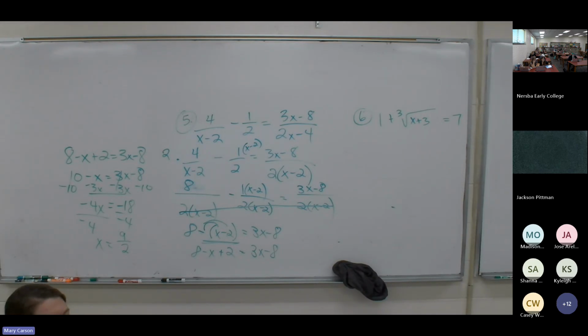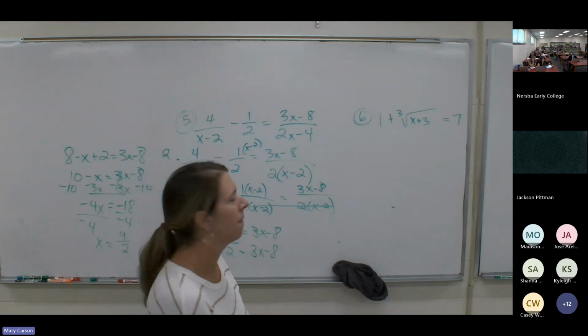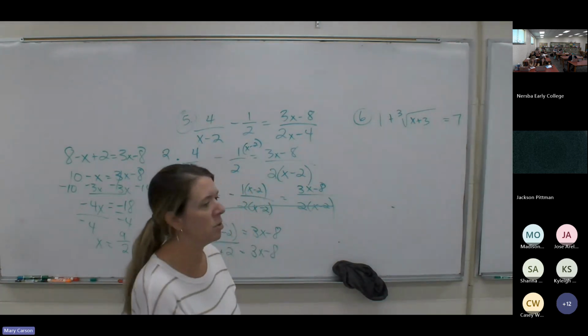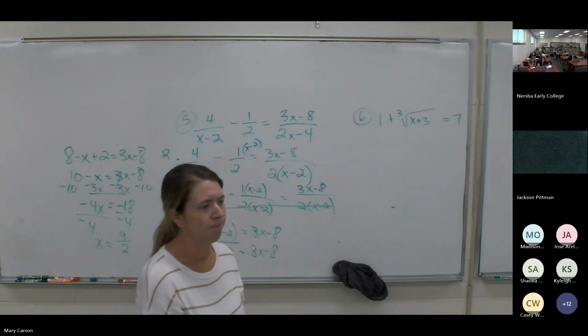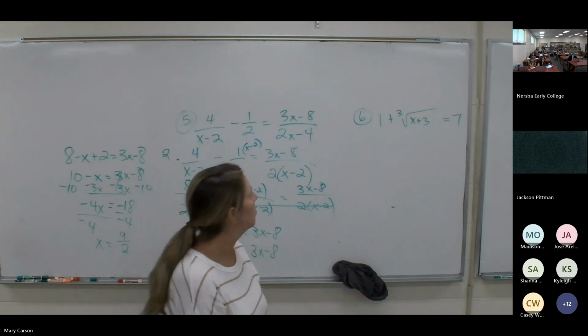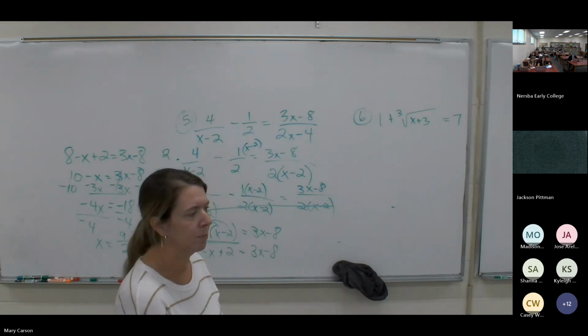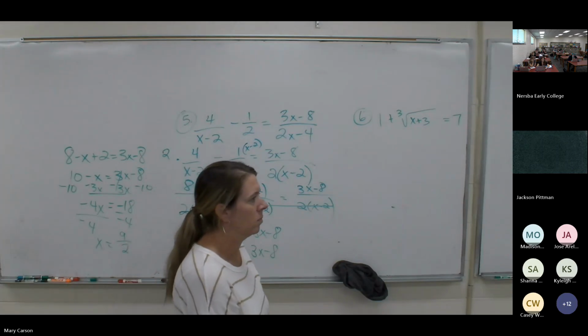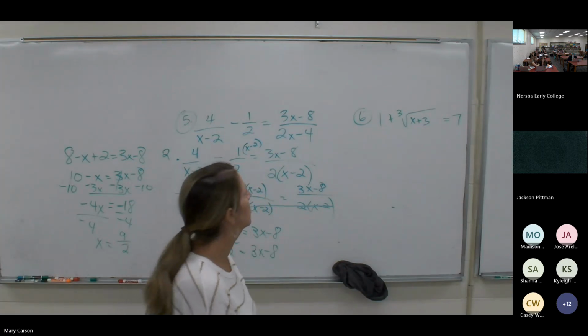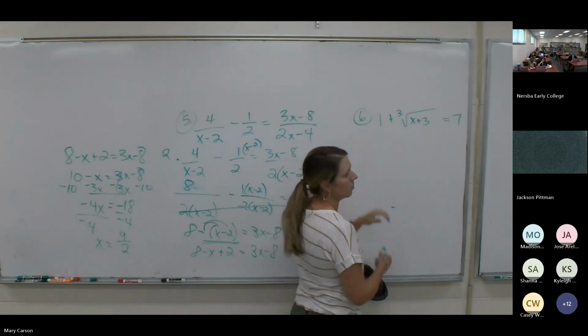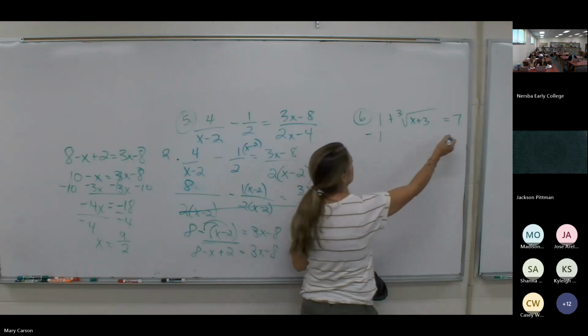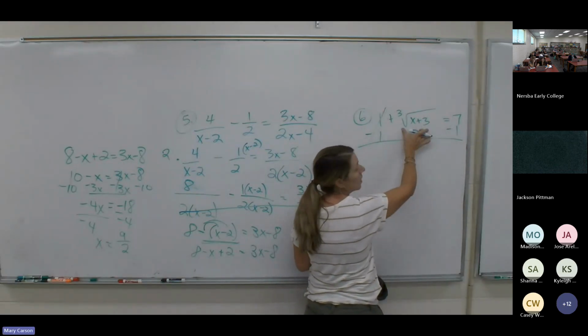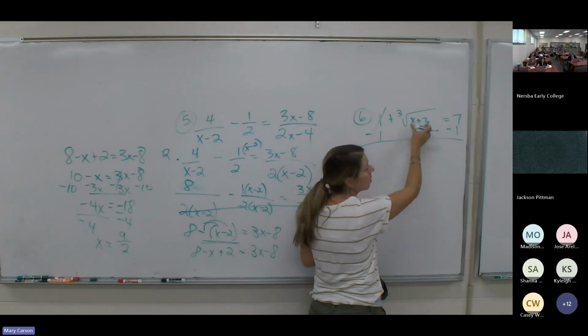All right, radical. How do I do number 6? How do I solve a radical equation? Cube each side. Well, before we do that, we've got to do something else. What should I move first? 7. You want to get the radical by itself. It just makes the problem easier, okay?